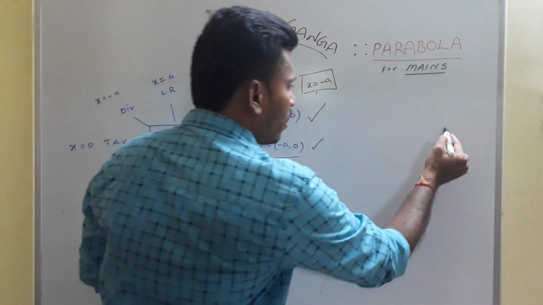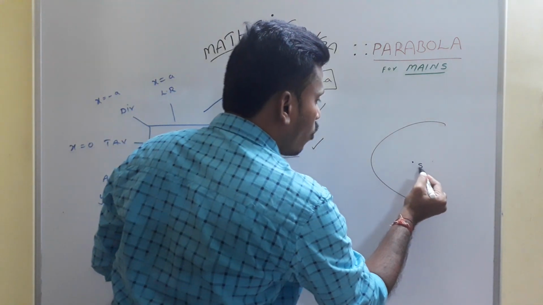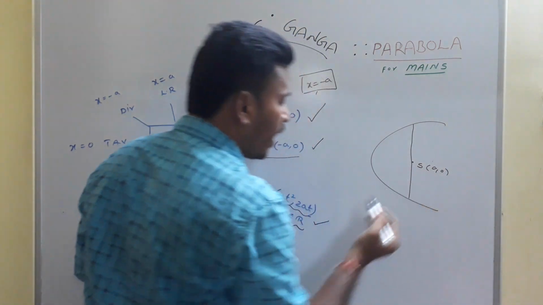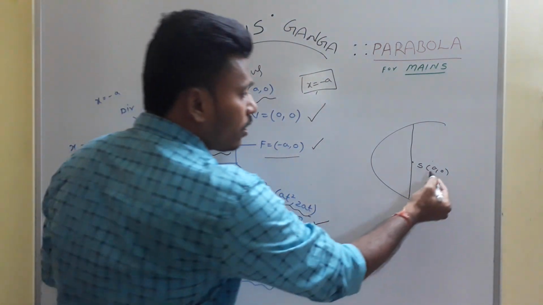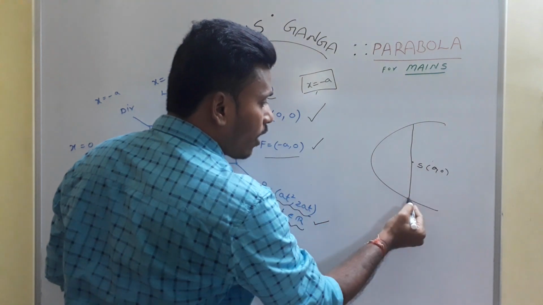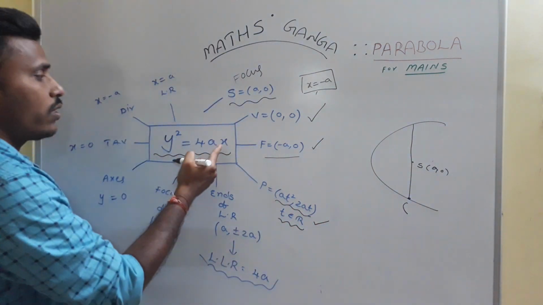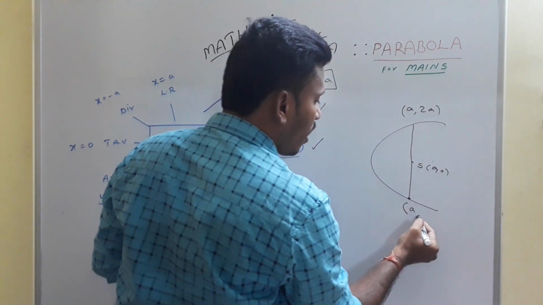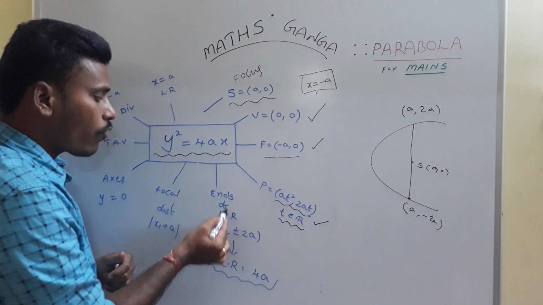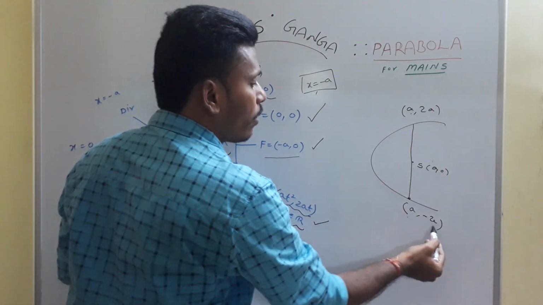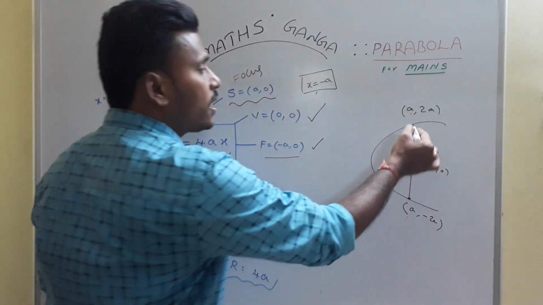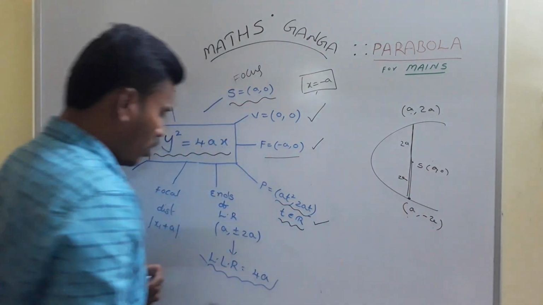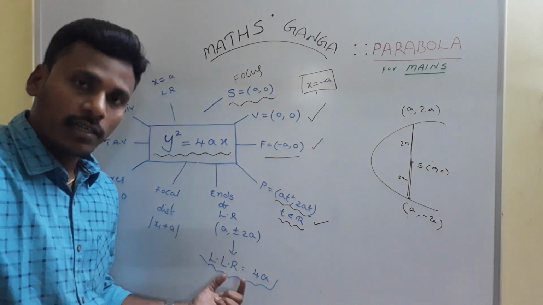Then coming to the ends of the latus rectum. As we discussed, if this is the parabola and this is the focus S (a, 0), the line passing through it perpendicular to the axis is the latus rectum. Since it is passing through (a, 0), if you replace x with a here, you will get the y value as plus or minus 2a. So the ends of the latus rectum are (a, 2a) and (a, minus 2a). And the distance between these two points is 2a plus 2a, totally 4a. So the length of the latus rectum is 4a.